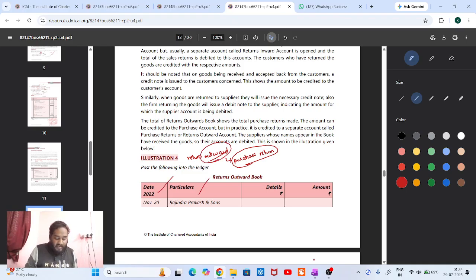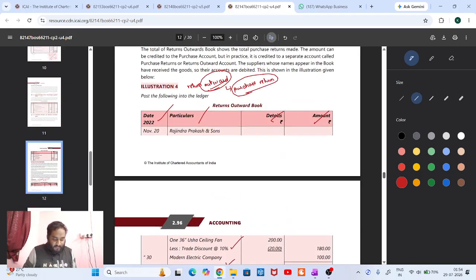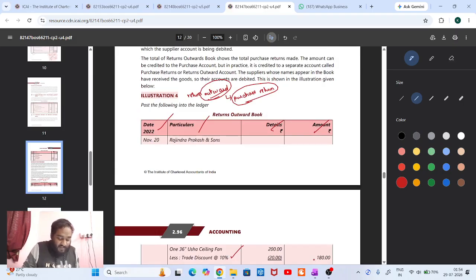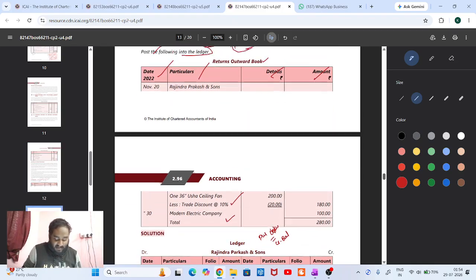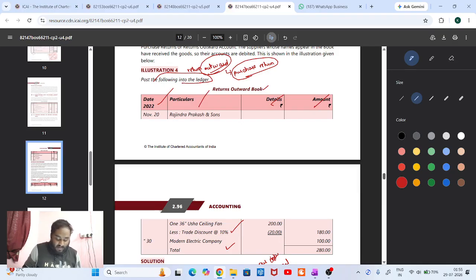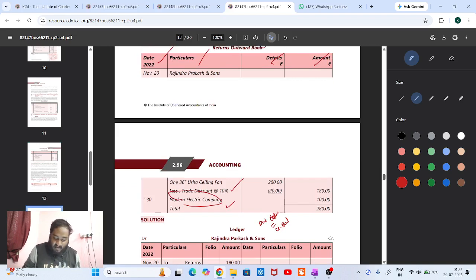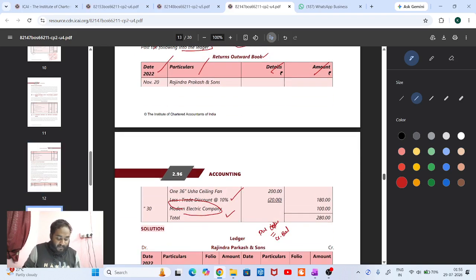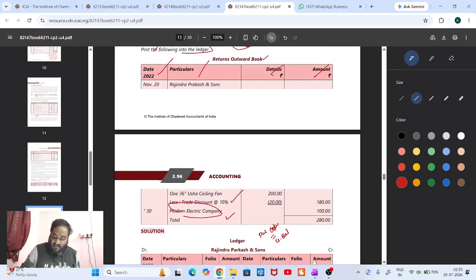The same format: date, particulars, details, amount. Oh, this is a question I forgot. They have given us the return outward book. They have given dates, trade discount, and Modern Electric Company. What did they ask from us? Prepare the creditors' accounts. So who are the creditors here?